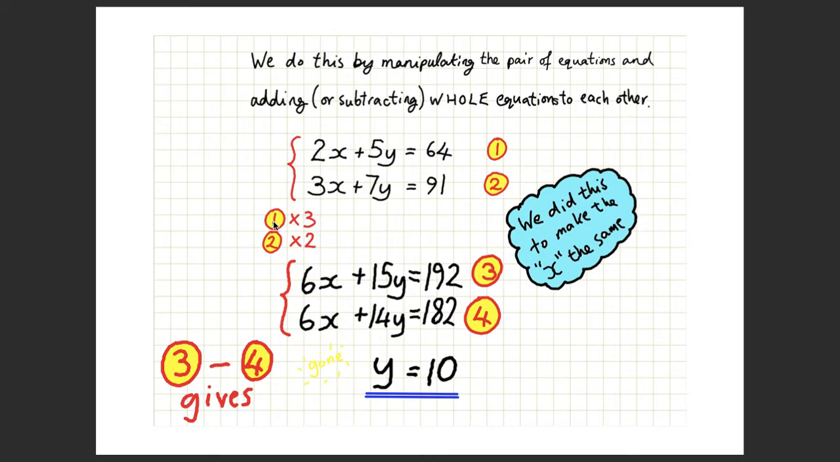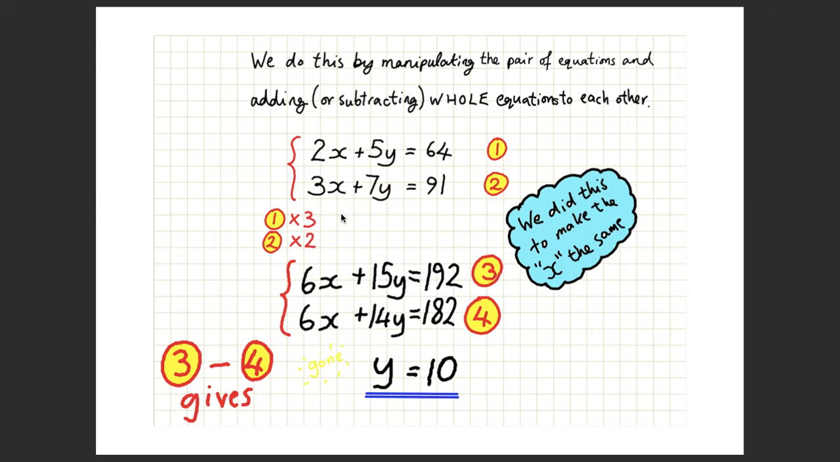And what I've done is I've taken equation 1, so that little yellow circle refers to equation 1, and I'm multiplying it by 3. So everything in equation 1, 2x plus 5y equals 64, I'm multiplying by 3. So 2x times 3 gives you 6x, 5y times 3 gives you 15y, and 64 times 3 gives you 192. So this new equation that I've labelled equation 3 is just everything in equation 1 multiplied by 3.